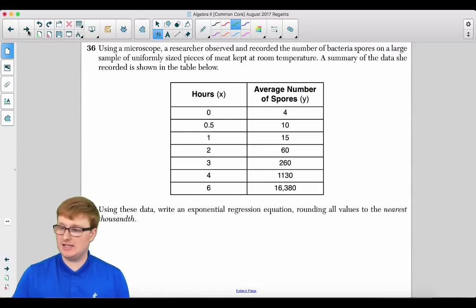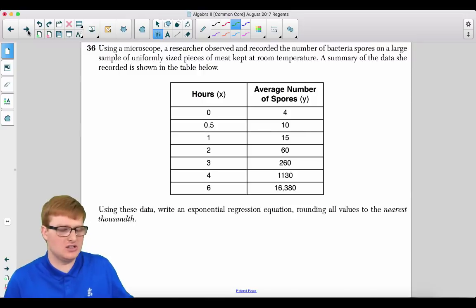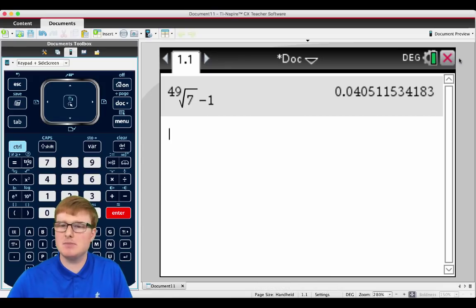Moving on to number 36. Using a microscope, a researcher observed and recorded the number of bacteria spores on a large sample of uniformly sized pieces of meat kept at room temperature. That's disgusting. A summary of the data she recorded is shown in the table below. Using these data, write an exponential regression equation, rounding all values to the nearest thousandth. Oh, these are so simple, right, people?